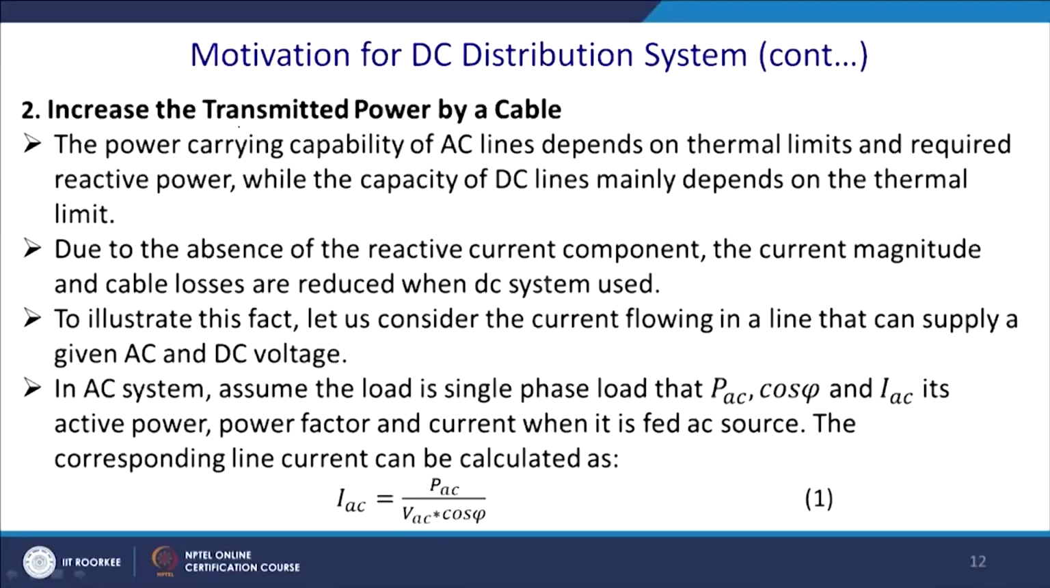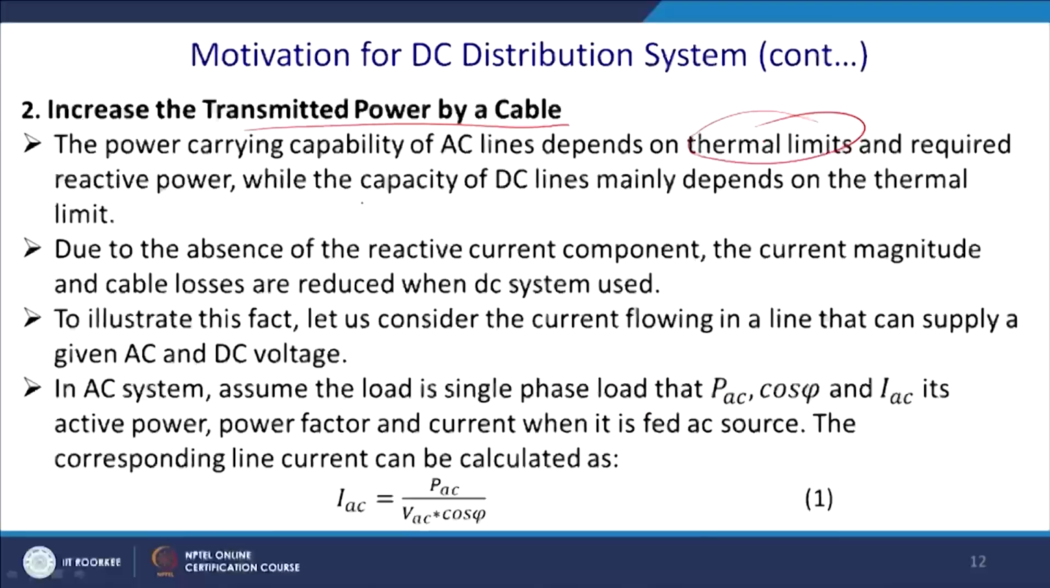Now, increase the transmitted power by a cable. So, this is the challenge, you do not have a transmission line here in the case of the microgrid. Power carrying capability of the AC line depends on thermal limits and required reactive power, while the capacity of a DC line mainly depends on the thermal limits only. Due to absence of the reactive power current component, the current magnitude and cable losses are reduced when DC is used.